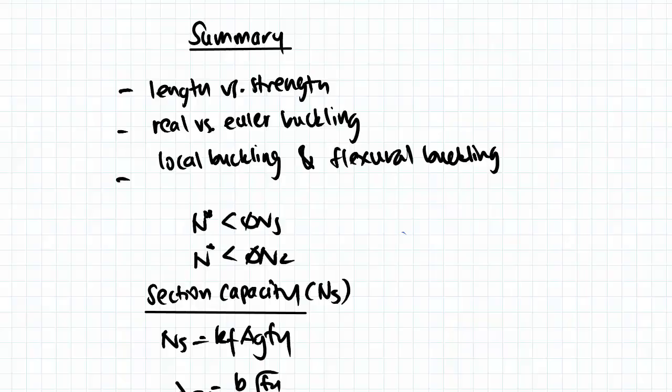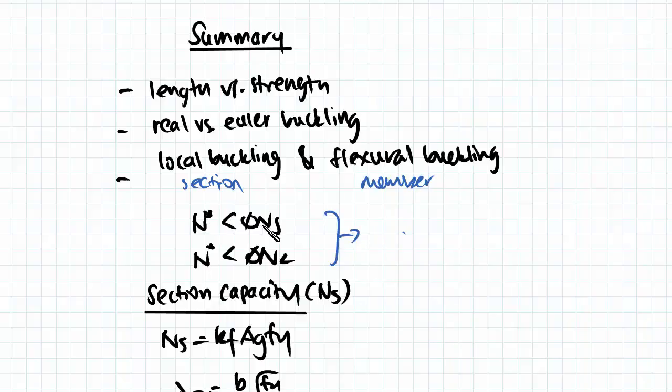And when we're looking at capacities, especially in compression, we're always going to be looking at local buckling and flexural buckling. So section capacity versus our member capacity. Okay, so moving on to our design calculations.